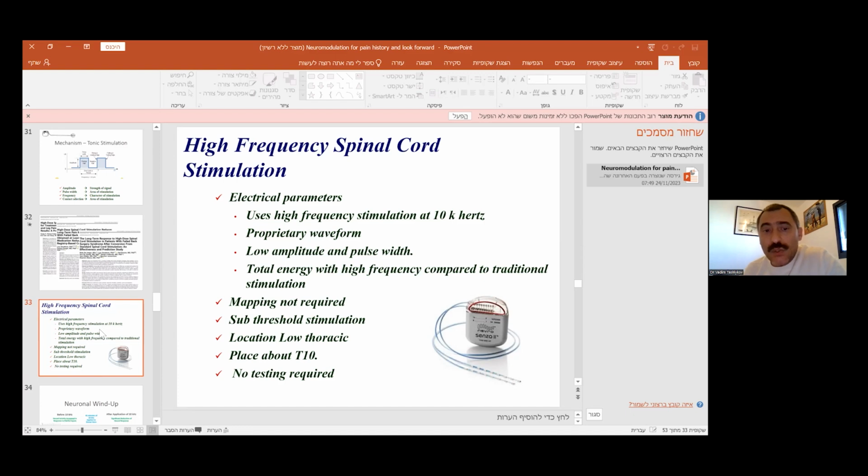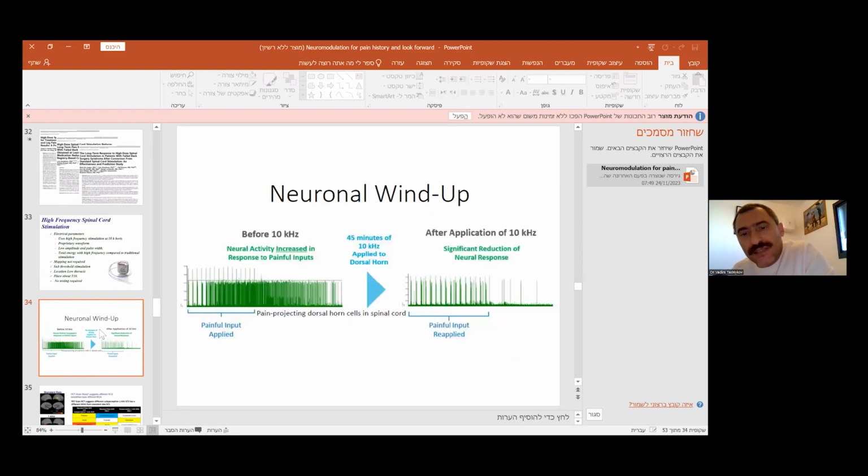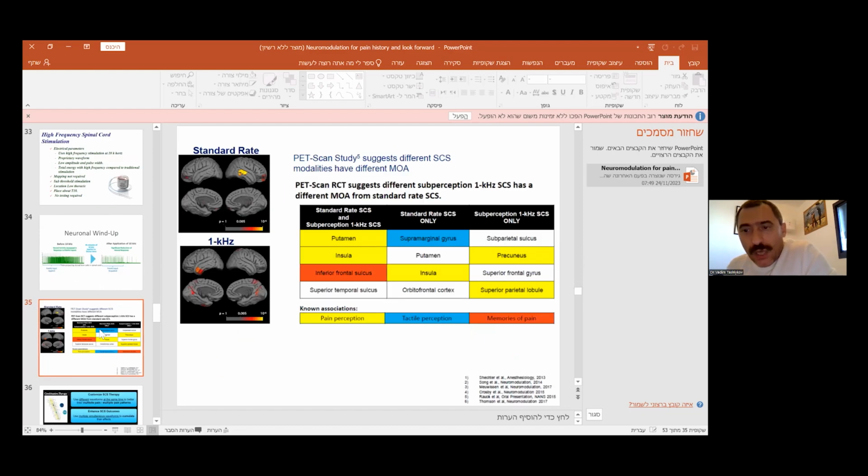That's all. So it was a very interesting thing that was introduced, and we don't really understand the mechanism of this stimulation, but it was shown that such high frequency stimulation can decrease the wind up phenomenon and the central sensitization of the nervous system. On the other hand, we know now that different frequencies can activate different areas in the brain, and it appeared that when we make a combination of different frequencies, we can stimulate not only pain perception areas in the brain, but also pain memory areas in the brain, which is absolutely interesting.